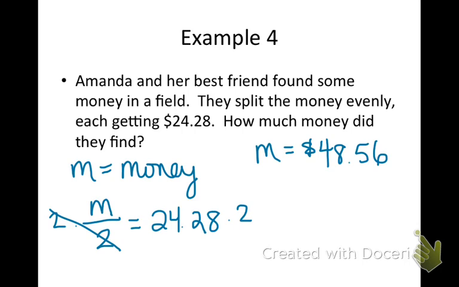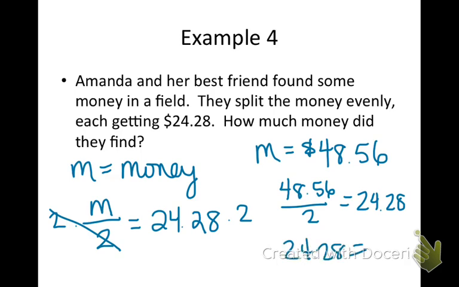So you could substitute that back in. 48.56 divided by 2 must equal the $24.28. Take the time to do this because you'll find mistakes sometimes. So $24.28 is equal to $24.28. And when I say take the time to do it, I mean punch this part into your calculator to make sure that it equals this part, okay? And that's how you'll know you did it right.